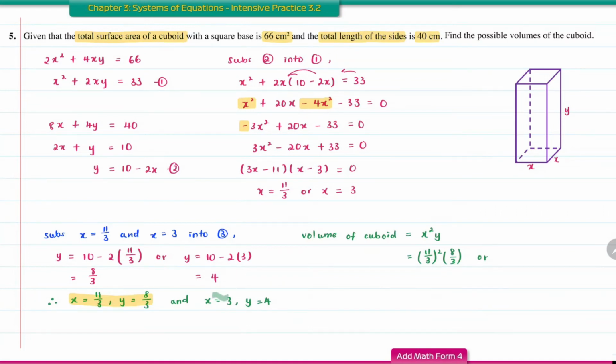we're going to use this x equal to 3, so it's going to be 3 squared multiplied with the 4. So solve this using your calculator. The first one you're going to get 35.85 centimeters squared, or the other one will be 3 squared, which is equal to 9, multiplied by 4 equal to 36 centimeters squared. So these are the two possible volumes of the cuboid.